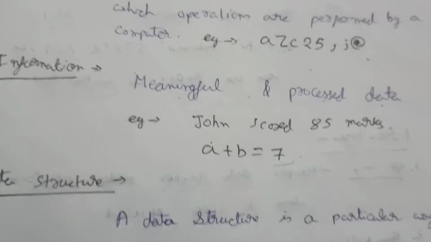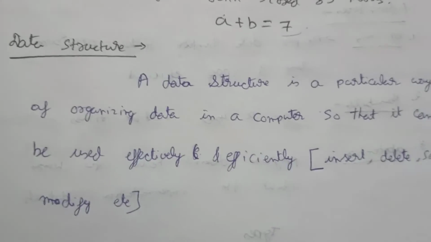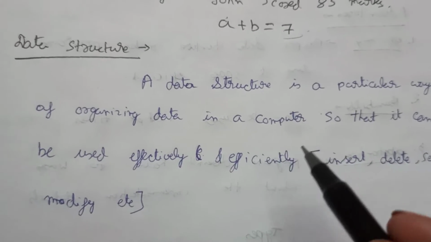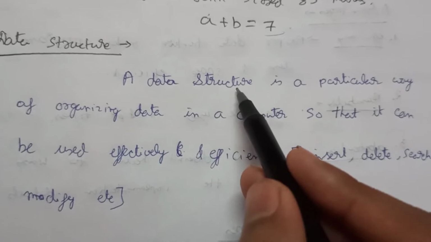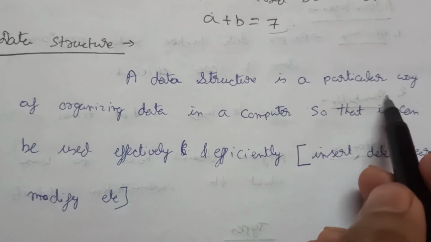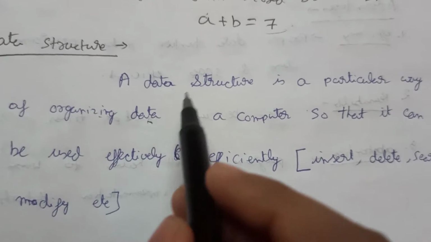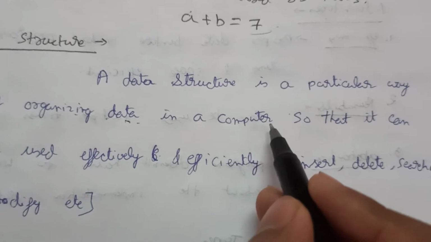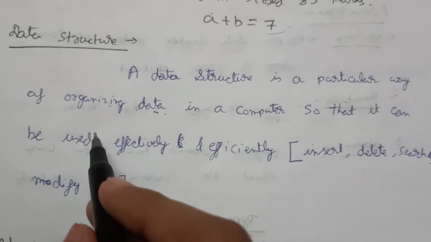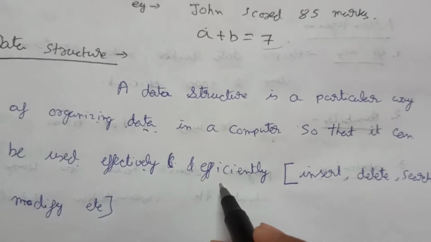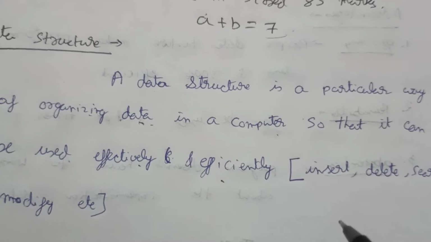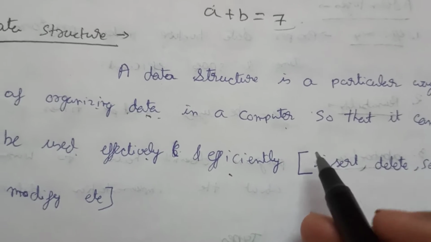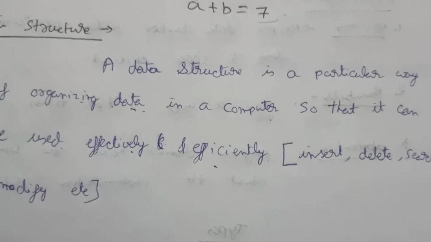So now we will be moving forward to understand data structure. We learned what is data and information. So what is data structure? A data structure is a particular way of organizing data in a computer so that it can be used effectively and efficiently. So a data structure means an effective and efficient way of storing data.